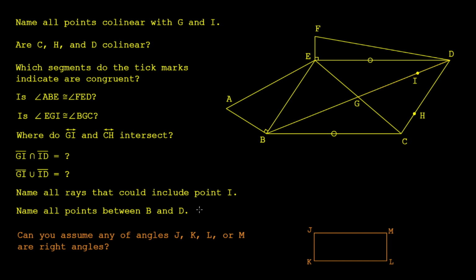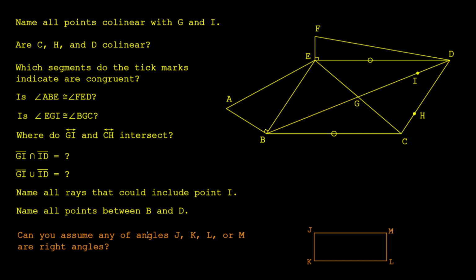Next, name all points between B and D. So here we have B and D. As stated before, you can assume that BGD is a straight angle. You can assume this whole thing is a straight line segment. Therefore, point G and point I are both between B and D because they lie on the line segment.